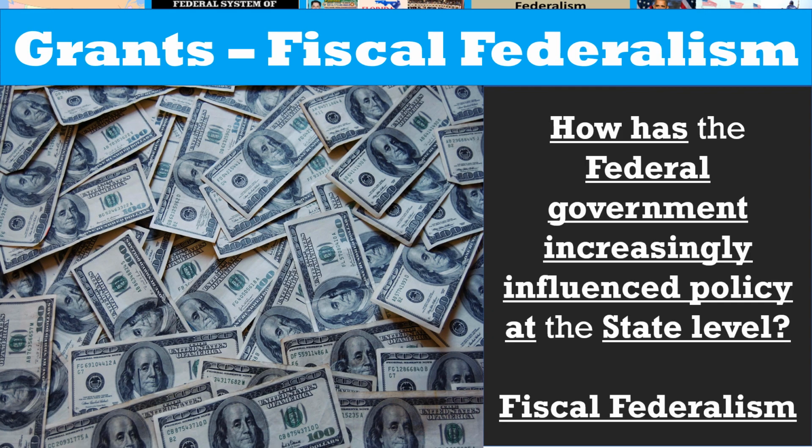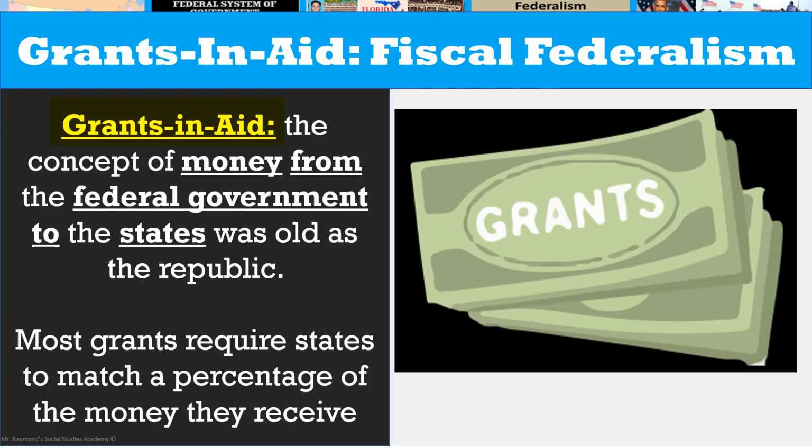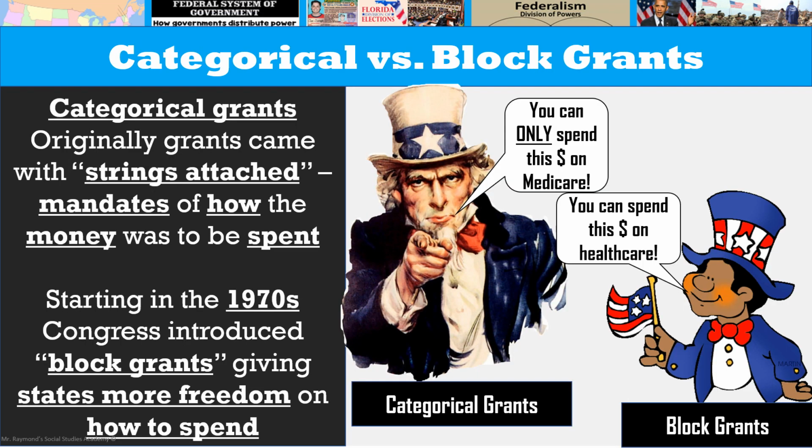And this brings us to our last category of this lesson, which is fiscal federalism. How federal money has increasingly changed the nature of the relationship between the national and state governments. Grants and aid, one of your key terms, is money from the federal government to the states, and the practice has been around since the beginning of the nation. But it is the massive amounts of money that has greatly changed the nature of federalism. Originally, money given to the states was for specific projects, and these are known as categorical grants. There's two types of grants you need to know: categorical grants and block grants.